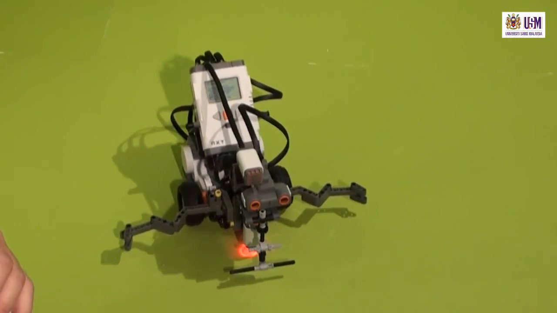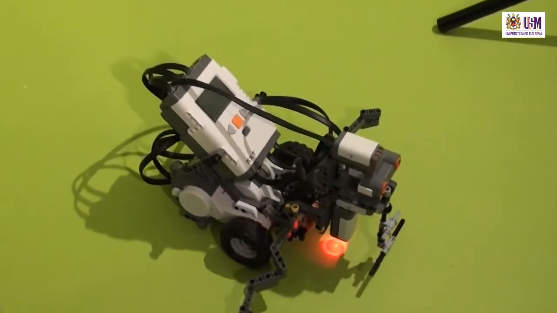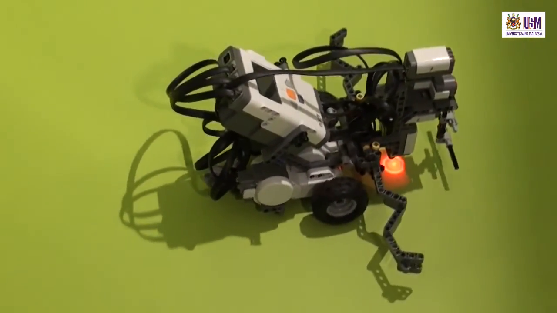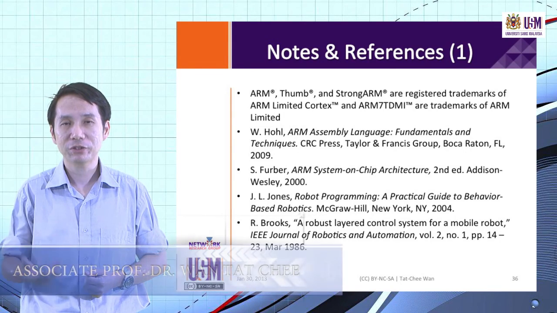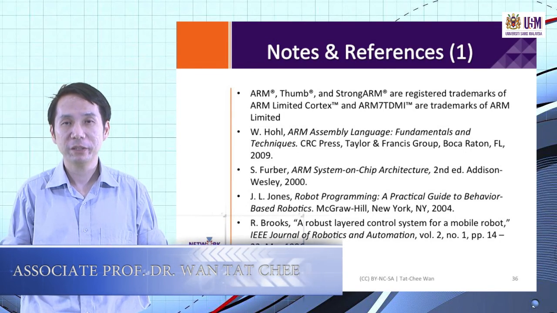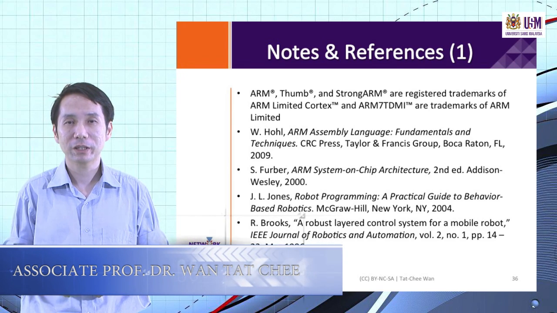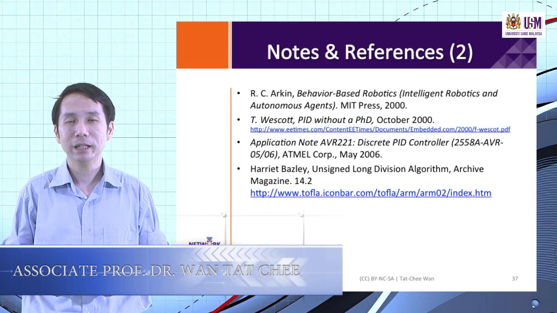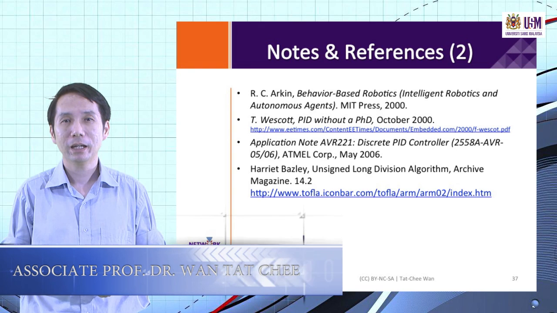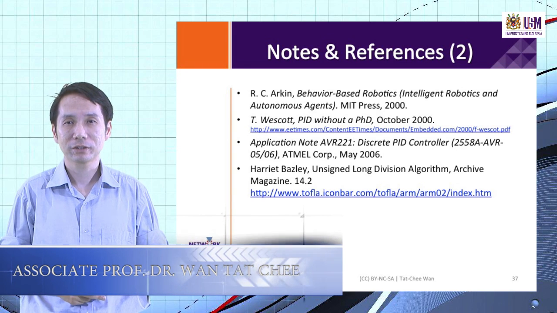Now this is the PID controller taking action where it detected that it has exceeded the target range. As usual, these references will be useful if you are interested in finding out more about behavior-based robotics or the instructions used in the programs discussed previously. The PID algorithm and the unsigned long division algorithm are given here as references for the original sources.